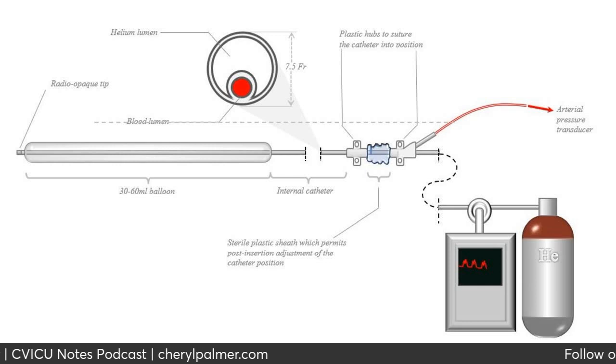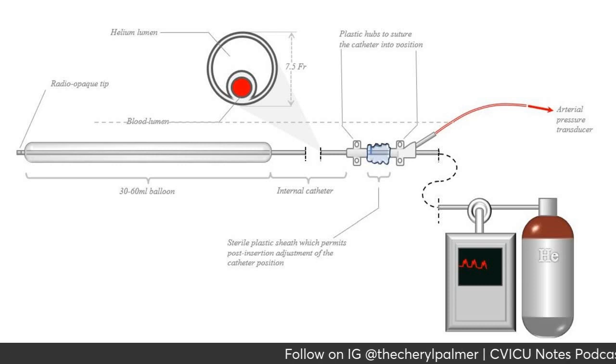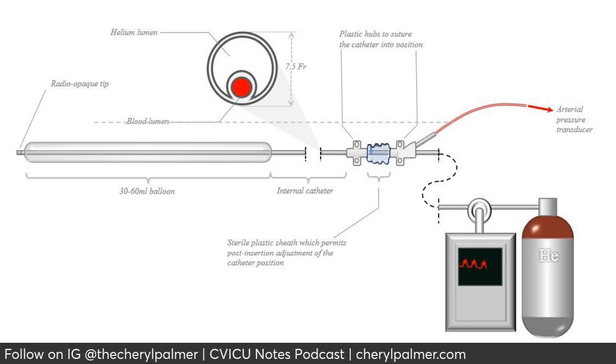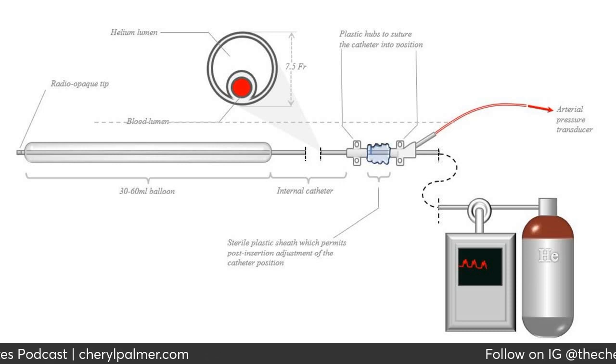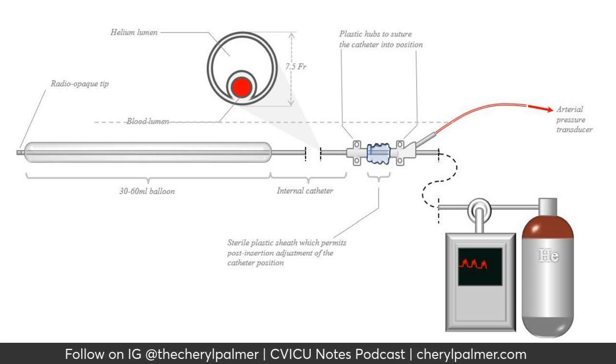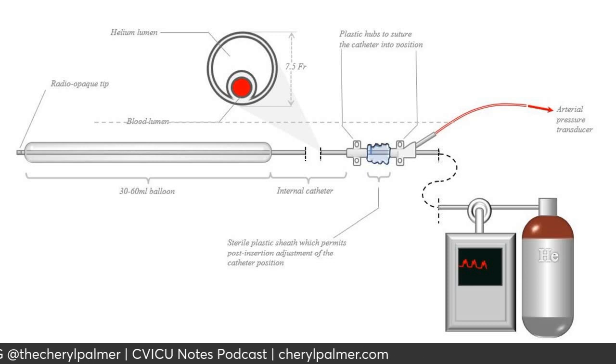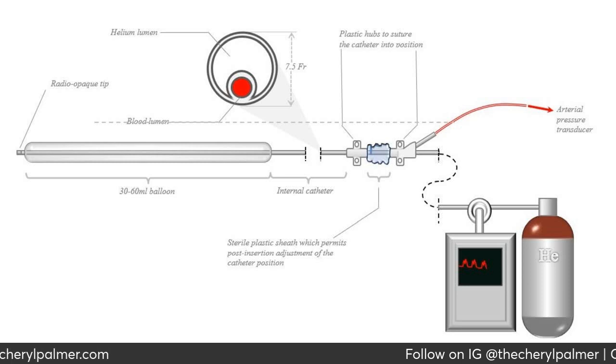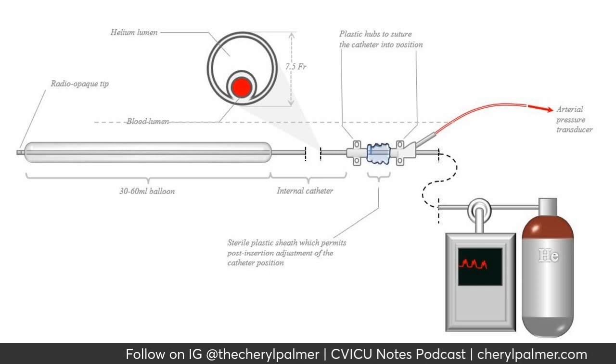You can see the 2 lumens, the helium lumen and then the blood lumen. The balloon pump itself has a radio-opaque tip. It's usually a 30 to 60 milliliter balloon. There are plastic hubs to secure the catheter in position. And then you have an art line, or arterial pressure transducer.